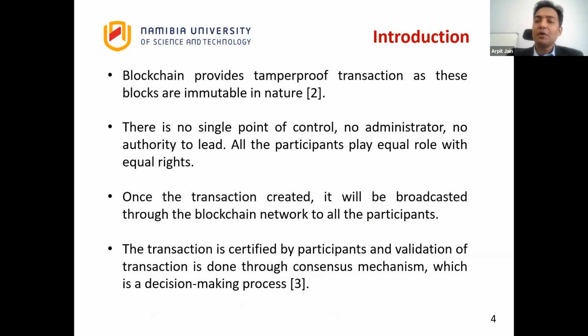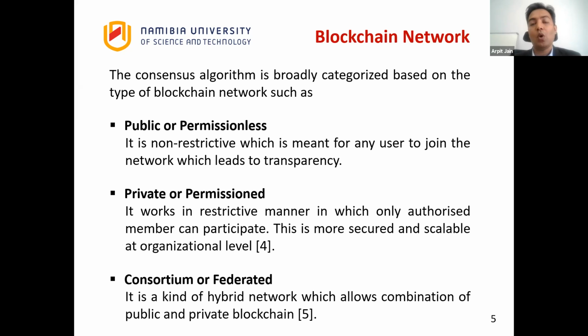So blockchain provides tamper-proof transactions as these blocks are immutable in nature, meaning you cannot modify them. That leads to security, and there is no single point of control, no administrator, no authority to lead it, since all the participants play an equal role and have equal rights. Once the transaction has been created, it is broadcast through the blockchain network to all the participants so that they can verify and validate that transaction. The transaction is certified by participants, and validation of the transaction is done through the consensus mechanism, which is a decision-making process. So before going to the consensus mechanism, I would like to put some light on blockchain networks.